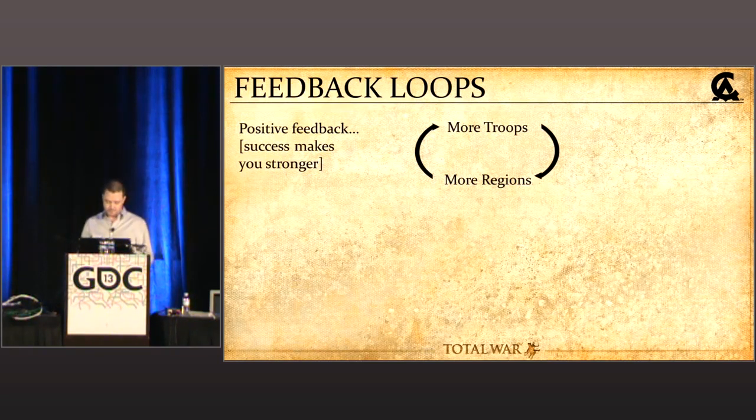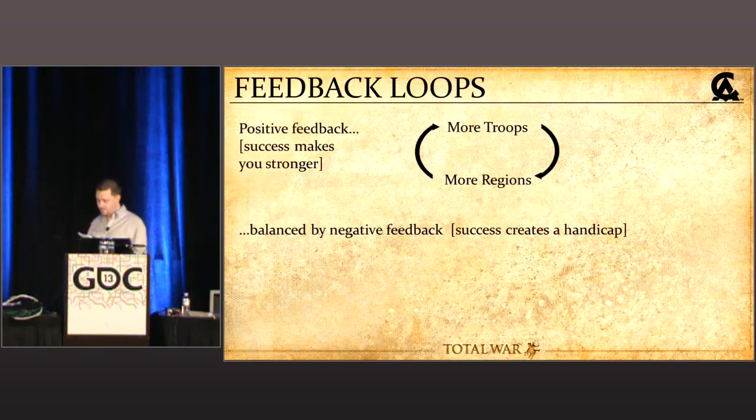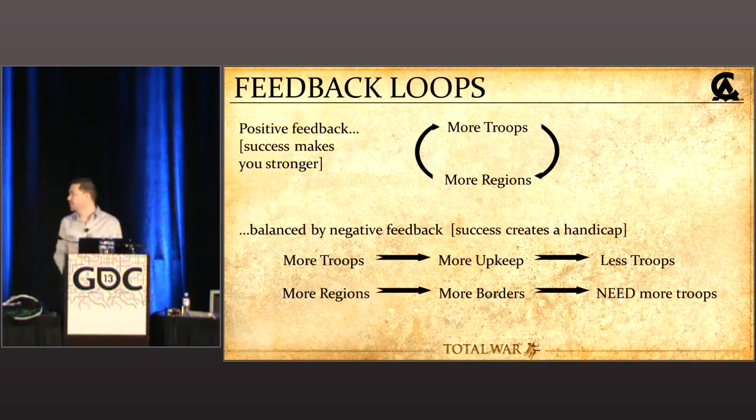So that's generally balanced against negative feedback loops, counterbalancing negative feedback loops where success creates handicaps. So for instance, more troops means more upkeep, which means you've got less money for further troops. More regions creates more borders for you to defend, which means you need more troops. So the challenge generally increases.